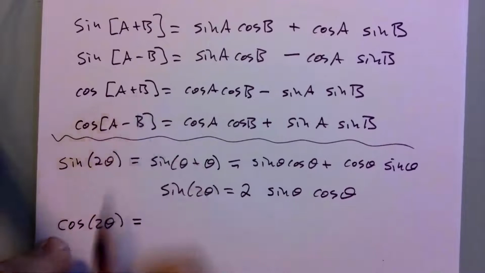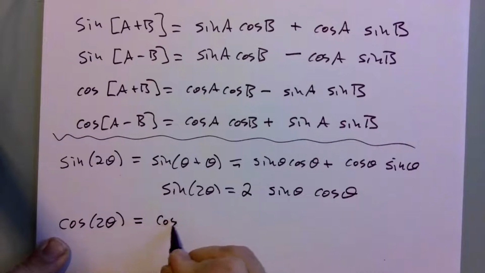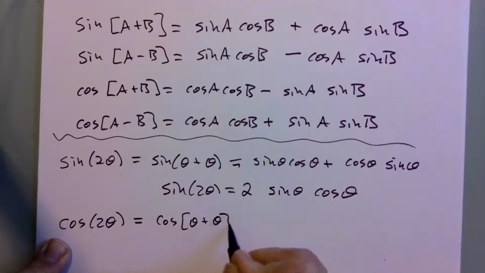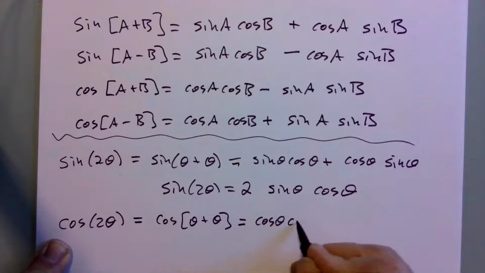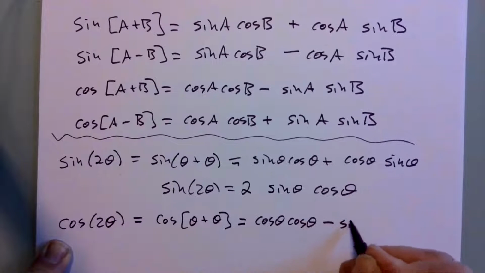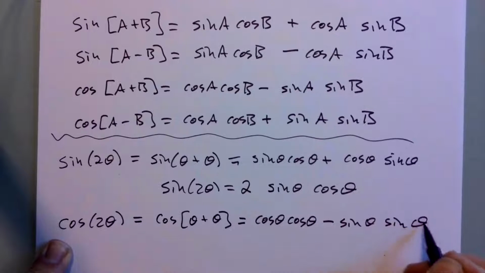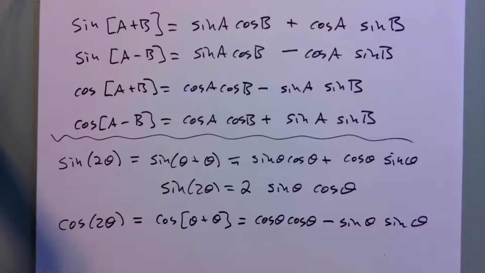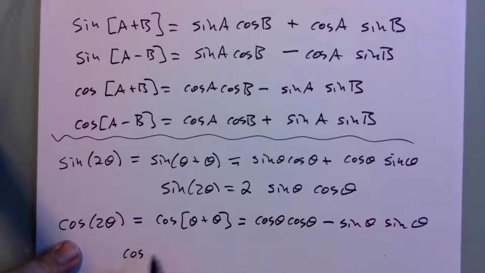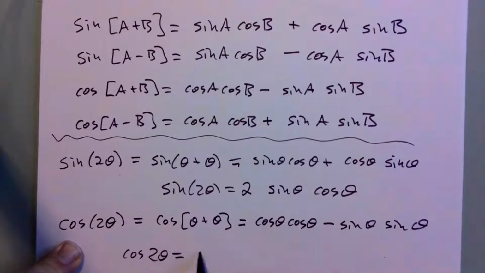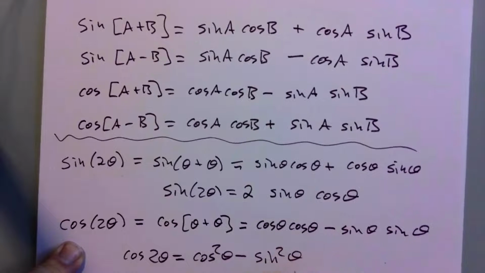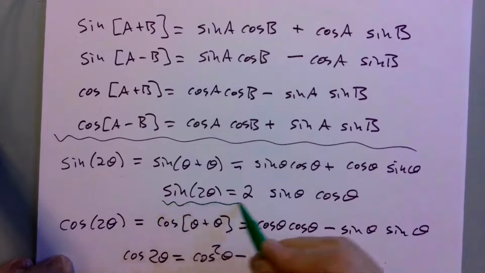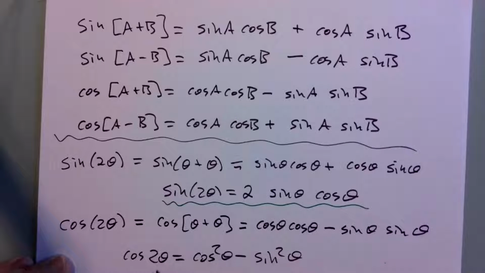Cos of 2 theta is just going to be cosine of theta plus theta. Cos theta cos theta minus sine theta sine theta. So if that's the case, I'm going to have cosine 2 theta equals cos squared theta minus sine squared theta. So this is the version I'd like you to memorize. Here's our double angle for sine. And here's our double angle for cosine.